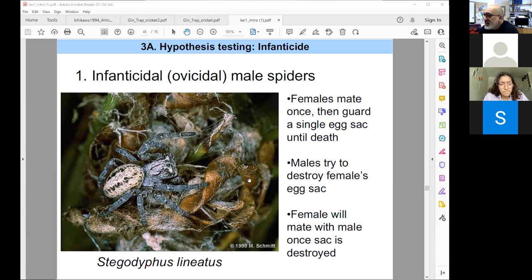But females of this species in particular, they will mate once, and then, as I've written here, they guard a single egg sac until the females die.